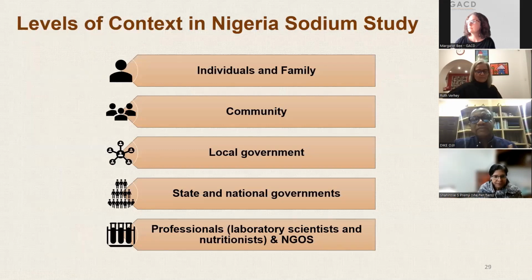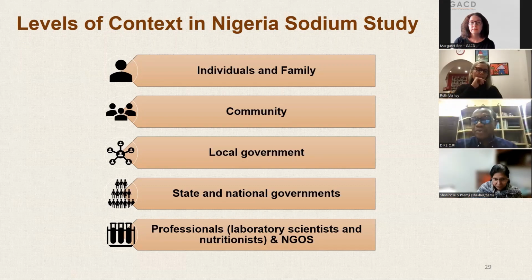So what are the levels of context we considered in our Nigerian sodium study? So we looked at individuals and families. So that was the first mapping we did. We looked at the community level. We looked at the local government level or local authority. Then we looked at both state and national government levels.